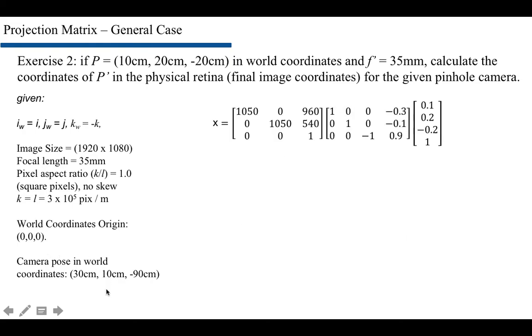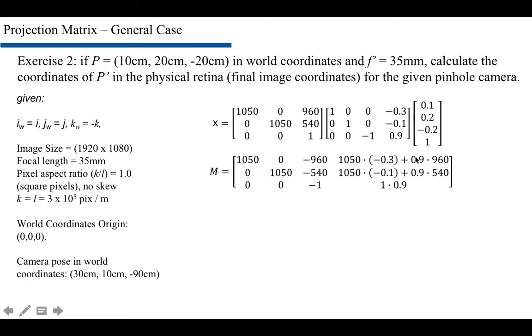So let's continue. Now, in order to compute our x vector, we need to multiply all these things. First of all, we have the K, the calibration matrix, then we have this RT matrix, and our point P also in meters. So this is the point: 10 centimeters, 20, and minus 20, that is 0.1, 0.2, and minus 2.